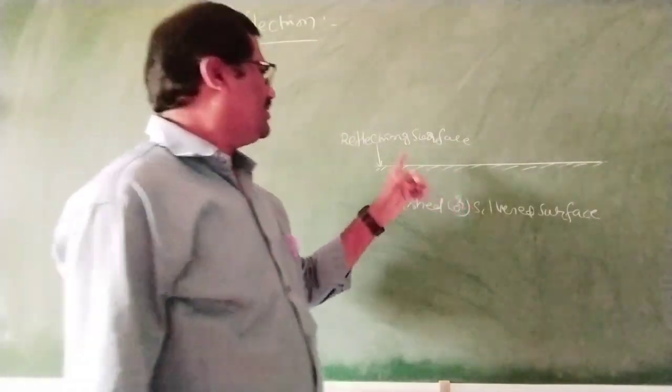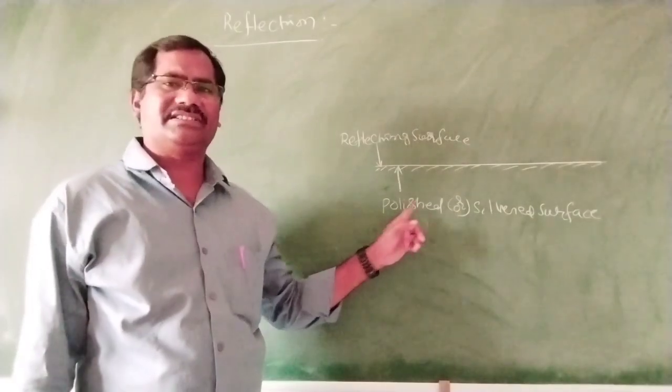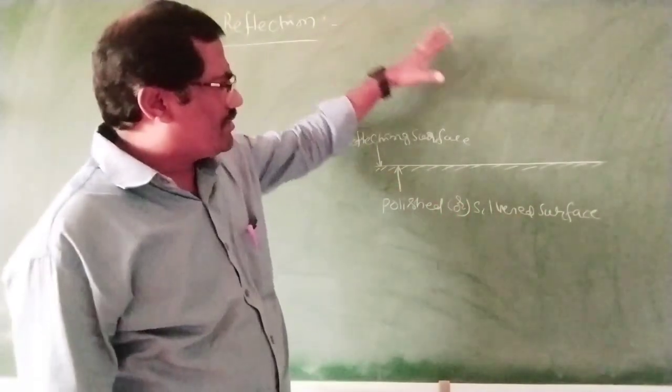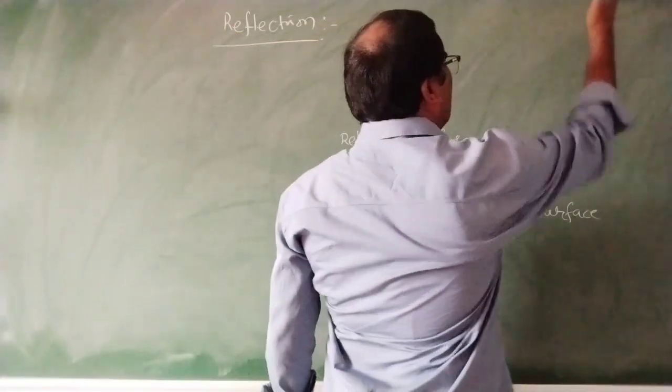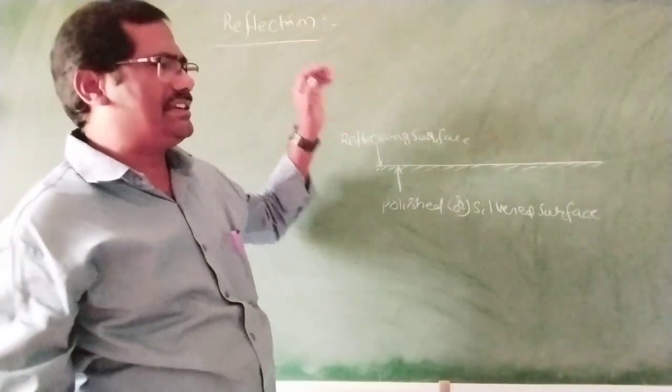The mirror has two surfaces: a reflecting surface, which is the polished or silvered surface. When light rays are incident on the mirror, some of the light goes back into the same medium. That is the reflection.